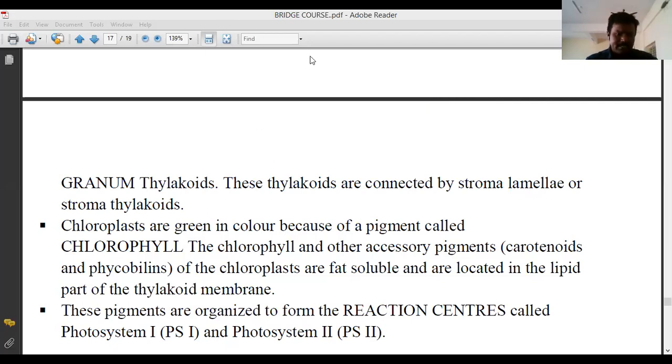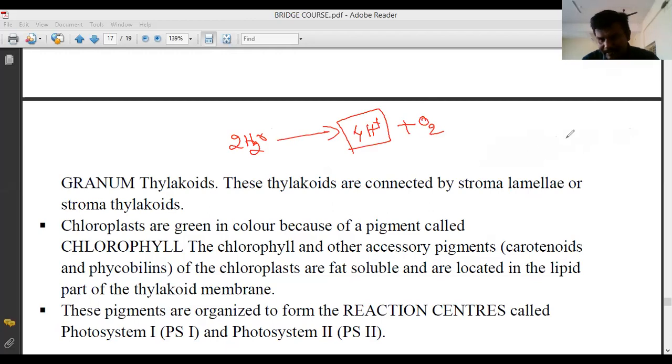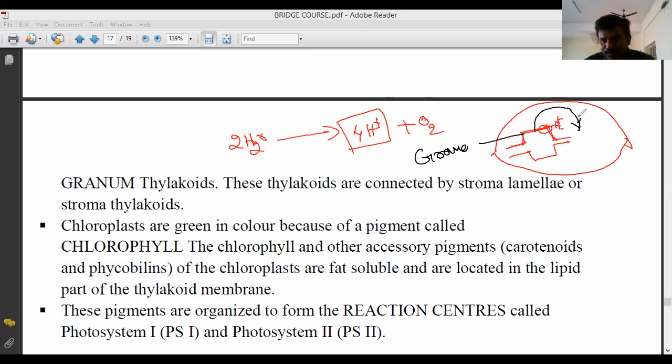Next, see the splitting of the water molecule. Splitting of the water molecule forms 4 protons and oxygen. So this proton concentration is accumulated in the chloroplast on the grana. This is called grana. In this grana, the proton concentration is accumulated. So when the proton concentration is accumulated on the grana thylakoid membrane, these protons move from the point of higher concentration to the point of lower concentration. From grana, these protons move to the stroma.